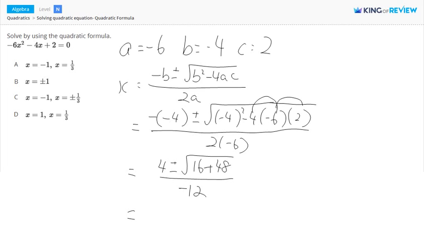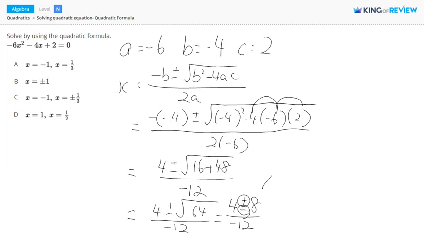And that is equal to 4 plus or minus the square root of 16 plus 48. That's going to be 64 over -12. And as you know, the square root of 64 is 8. So this says 4 plus or minus 8 over -12. And because we have this whole number, we're going to be able to calculate this.